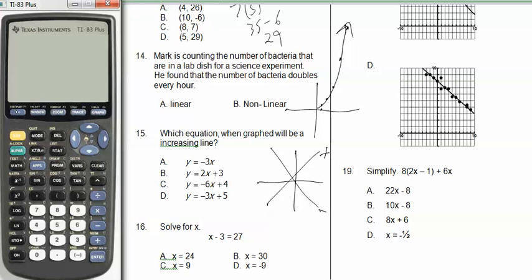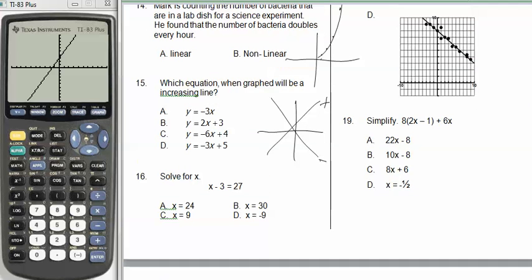If you didn't remember that, you could still go into the calculator and just plug that in. So into y1, so go negative 3x, and graph it, and that's going down. So graph the next one, 2x plus 3, and that's going up. So you could just type them right in if you needed to. So the answer for that one is B.